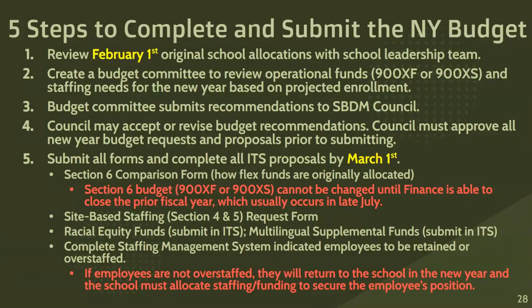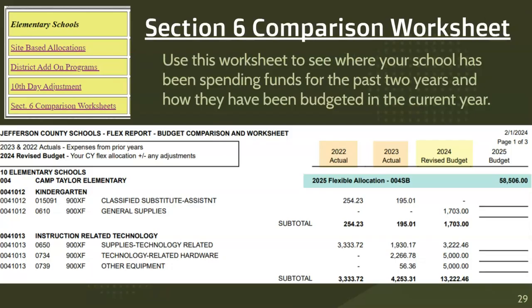to support that position. So let's talk a little bit about the Section 6 comparison worksheet. This is found on the budget website, and as you see here, this comparison worksheet provides the actuals, so what was actually spent in those accounts for the prior 2 years, and it shows what the revised budget was as of the date of this report for the current.